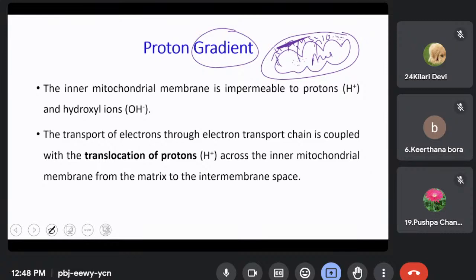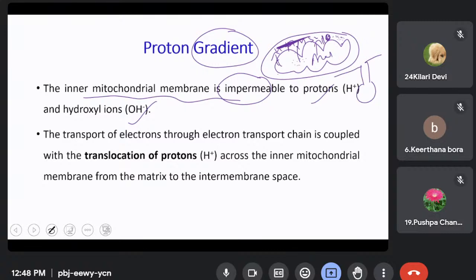The inner mitochondrial membrane, throughout its length, wherever the F1 particles are absent, is impermeable to protons and also hydroxyl ions. That is the reason why protons accumulate in the perimitochondrial space. They cannot come in, though a proton gradient is established. Then what is the way? The only way is complex 5, that is the F1 particles.